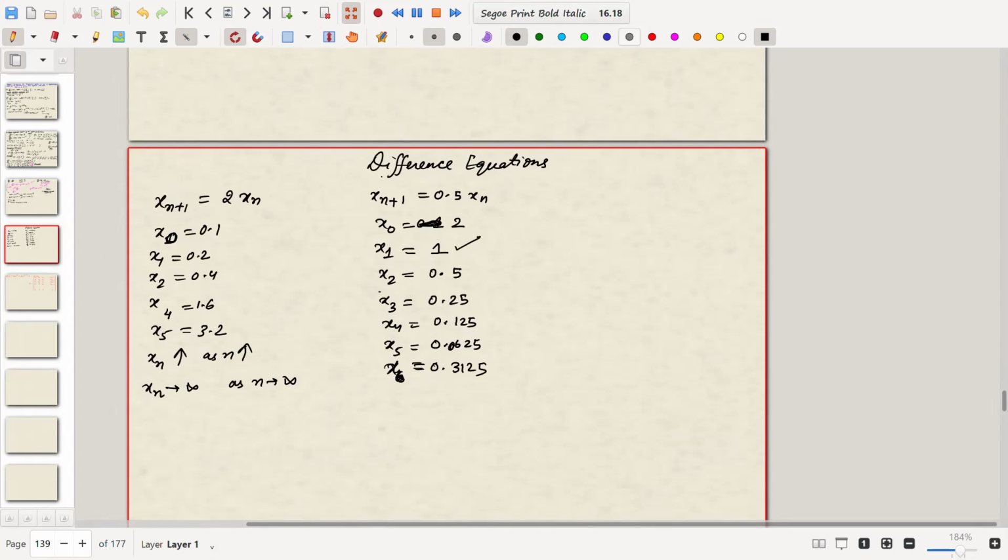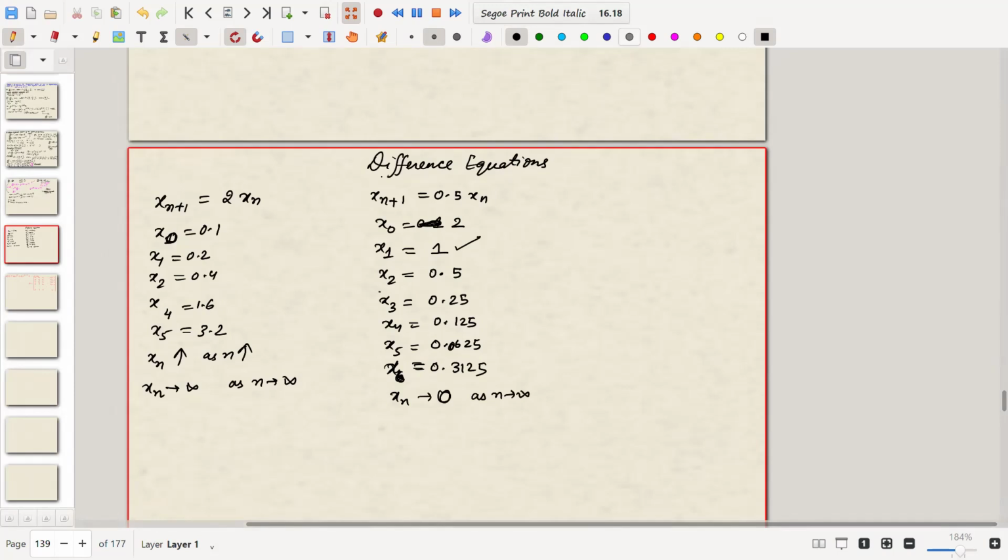You can see that the values are decreasing, and whatever you do, the values are not going more than 1. Isn't it? So can you predict what should be the behavior of x_n as n tends to infinity? Yes. x_n is going to 0 as n tends to infinity.